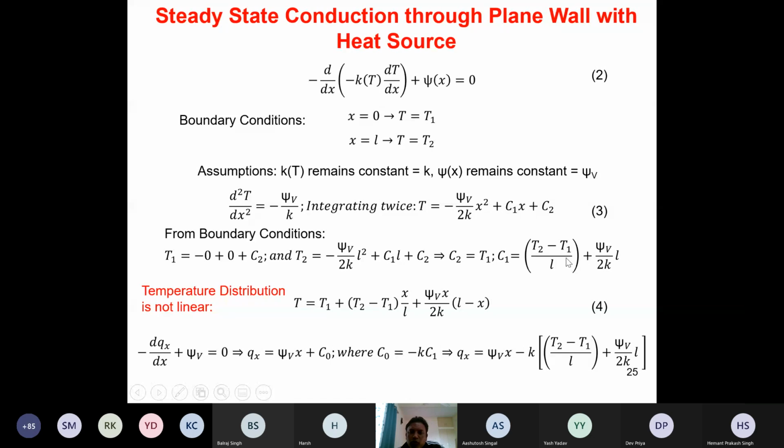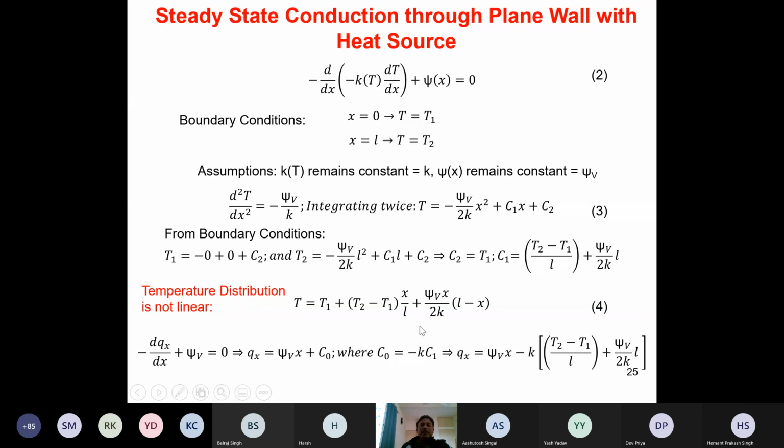So if we put C1 and C2 in this equation number 3, the temperature distribution we get is nothing but T1 plus (T2 minus T1) x by L plus psi v x by 2k times (L minus x). Clearly, you can see the temperature distribution is not linear.